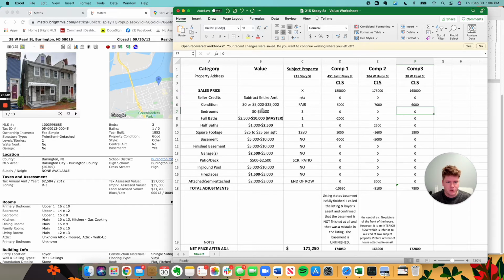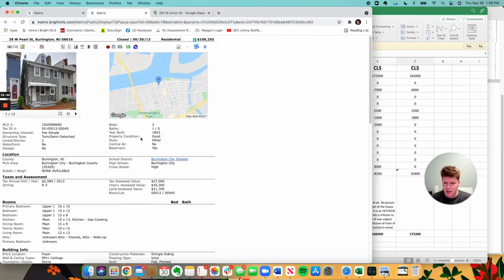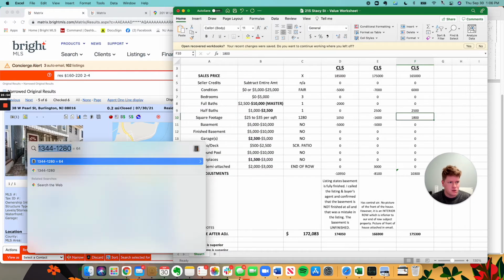So 3 bedrooms, it's the same, so that's a 0. Baths, again, we're exactly the same as the last one. So we have a half bath extra on ours. We'll give us 2,500 for that. And then square footage, this is my blind, 1524. I don't love that. So 1524.